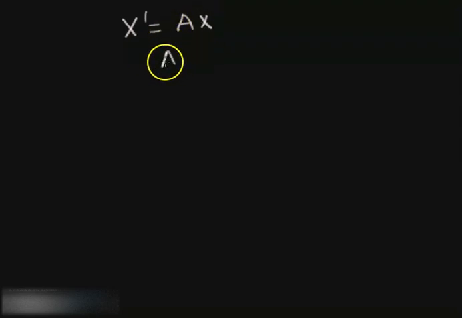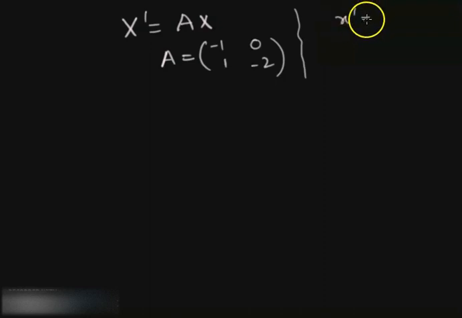Consider this system where A is [[-1, 0], [1, -2]]. So our system is x' = -x and y' = x - 2y. You know that this A is not in the canonical form. Now we will transform this system into another system where the matrix is in canonical form. So all we need to do is calculate the eigenvalues.